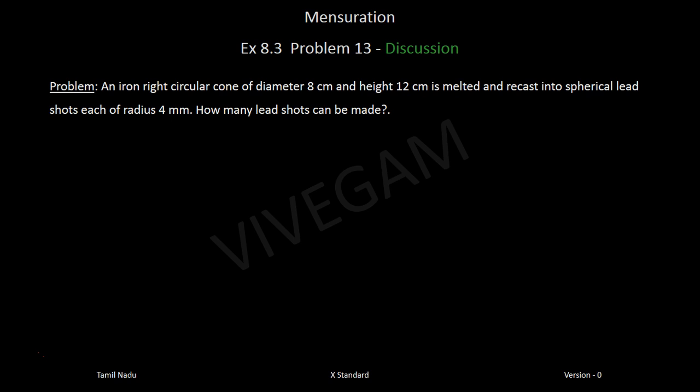So let's mark what is given in the problem. It's a right circular cone. The diameter is 8 cm. Watch out, it's the diameter. It needs to be converted to radius. Height is 12 cm. And it is recast into spherical lead shards, and the radius is 4 mm. Again, watch out, it is 4 mm, so you need to convert this into centimeters.